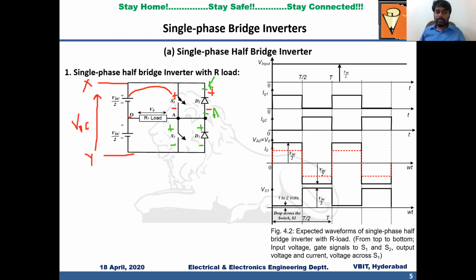So we can make the switches on at any instant of time. So you can make it on here, you can make it on here. That depends upon our requirement. So these are the pulses. IG1 is the gate pulse given to thyristor switch S1. IG2 is the pulse given to switch S2.